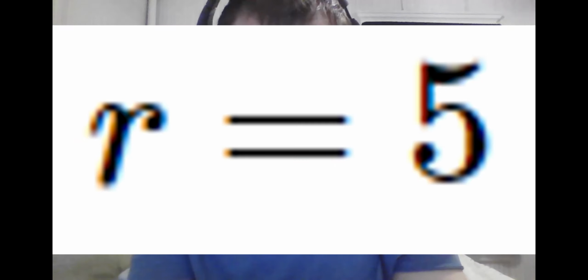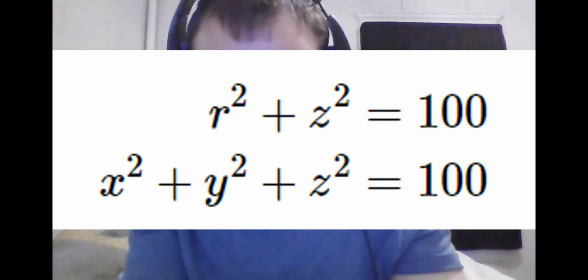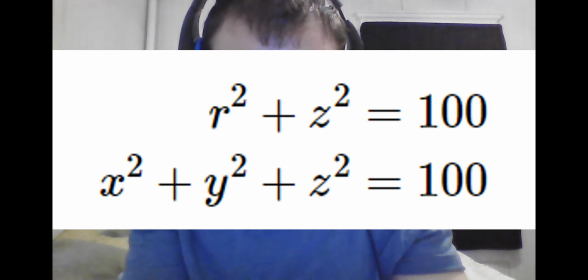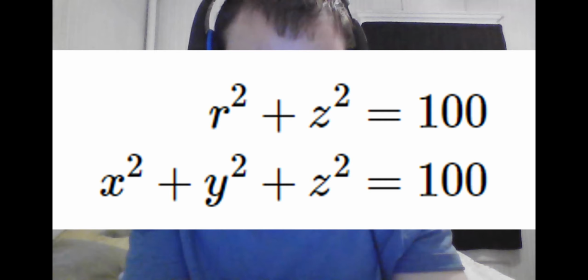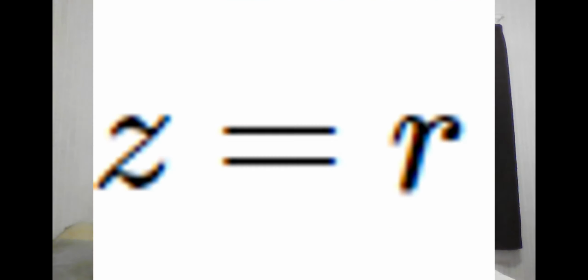So if we are given r equals 5, this would be a circle with a radius of 5 that does not have any height to it. But if we are given something more complex, like r squared plus z squared equals 100, we would plug in r squared equals x squared plus y squared, and see we get a sphere with a radius of 10 because 10 squared is 100.